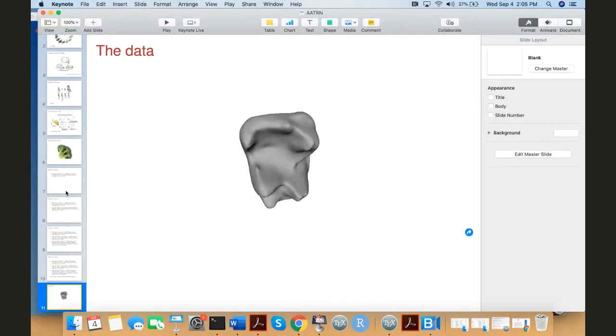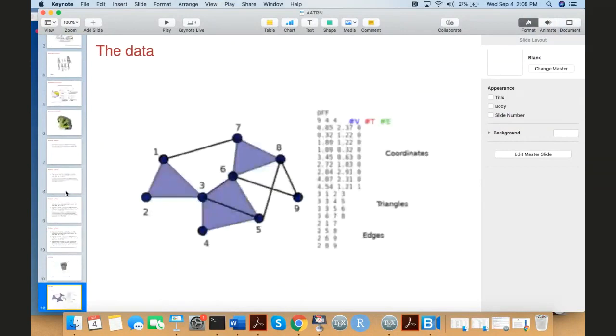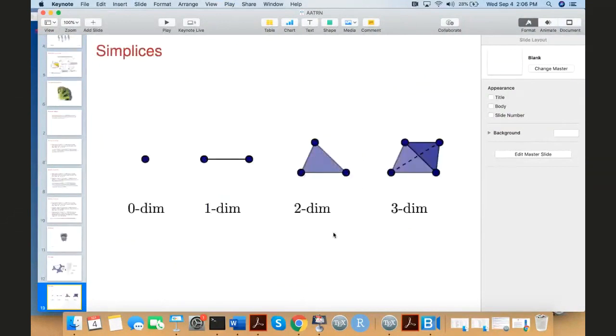So this is the data itself. This is a tooth. And if you look at it, what it really is, is a mesh. It's a simplicial complex. So the raw data itself, if it's stored as an off file, you get a bunch of 3D coordinates, which is what we see here. And then we see how 1, 2, 3 go together. 3, 4, 5 go together, and so on and so forth, right? So this is actually how the data is stored. So it's really natural to think about these in terms of simplicial complexes and simplices.